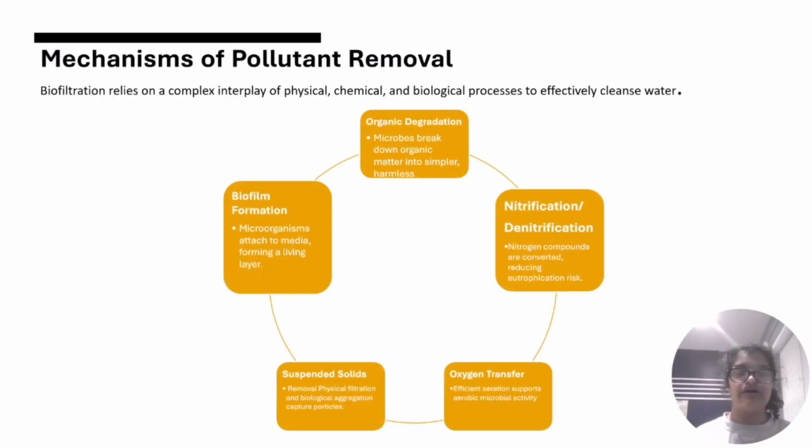So how exactly does biofilm remove pollutants? Is there any specific way? The process relies on three interconnected systems. First, physical filtration traps suspended solids as water flows through the biofilter media. Chemical processes such as adsorption or oxidation can then transform or immobilize certain contaminants. The main process of biofiltration then works where biological degradation takes place.